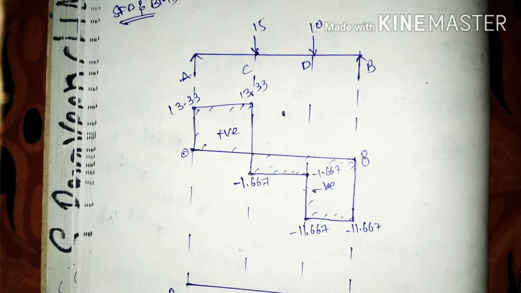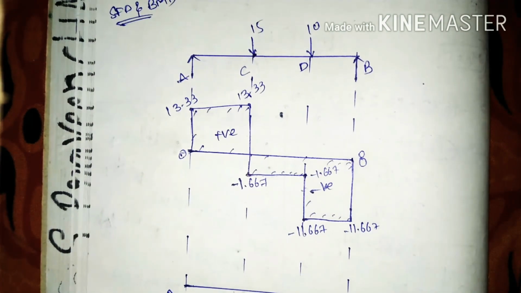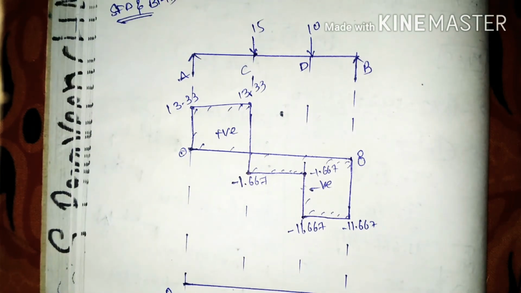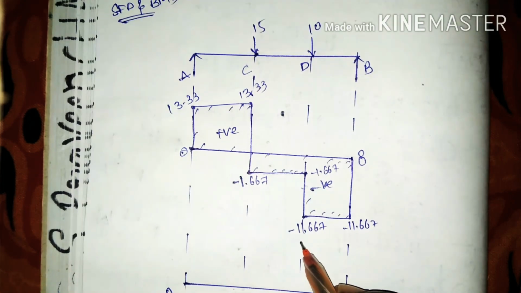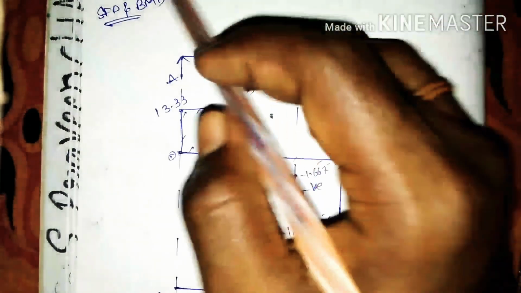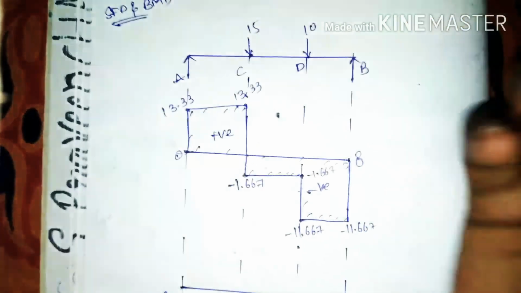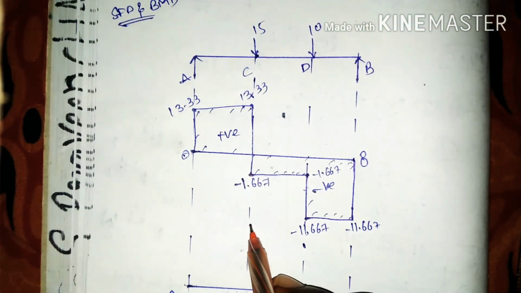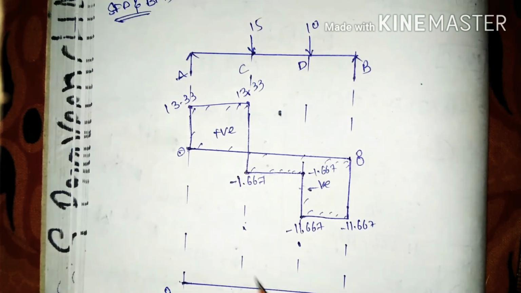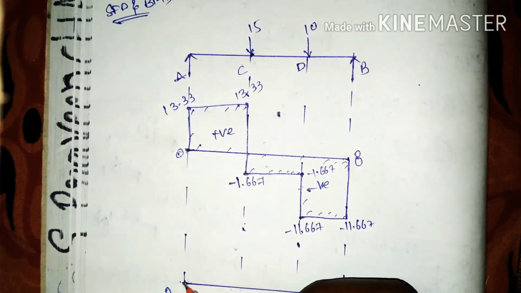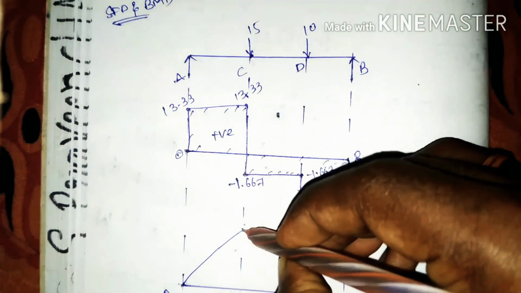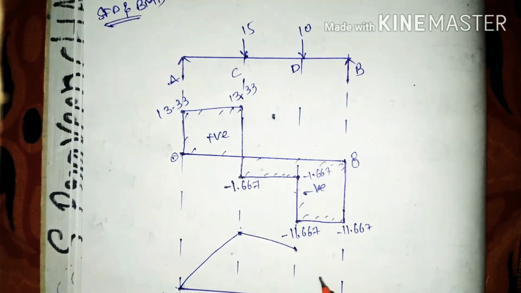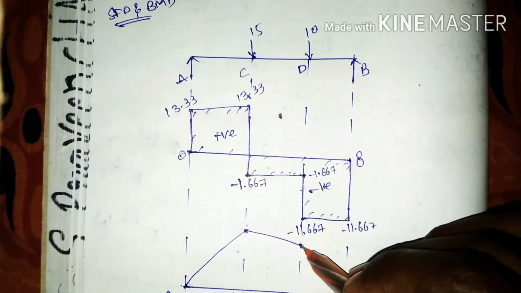And for the bending moment diagram, the moment about A is equal to 0 and the moment about B is equal to 0. For the moment about D, we have a value of 11.6667. Let us mark the point here. And for the moment about C, we have 13.33. Let us join these points in an inclined manner. Here we don't have any UDL to get a curve, so we get straight lines like this.